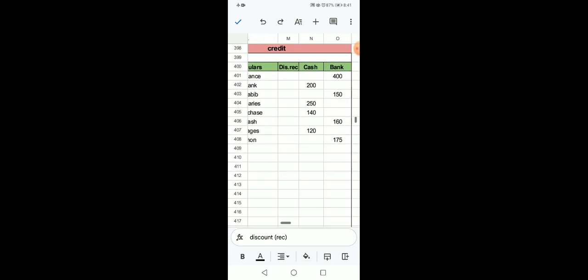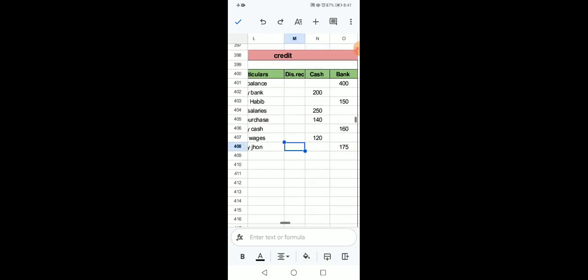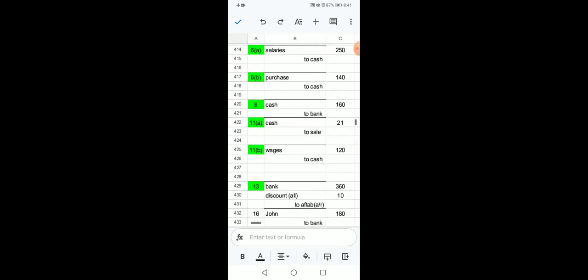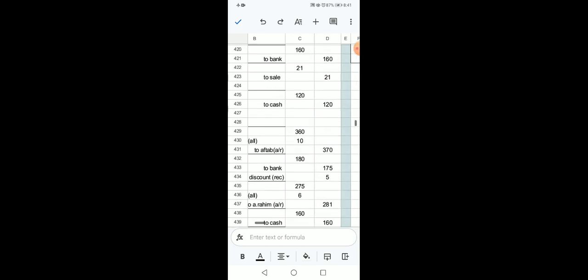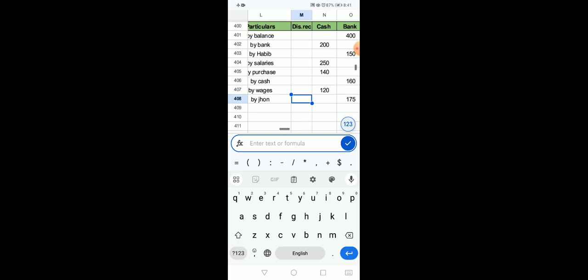Discount is credited by 5. So you may write discount over here 5, but for that you will have to repeat by John and 16. So you can use the same line of discount. How much is its amount? That is 5 rupees. Write down 5 in discount column.